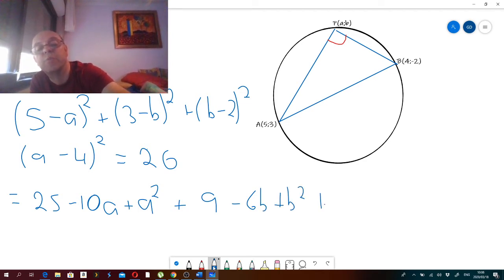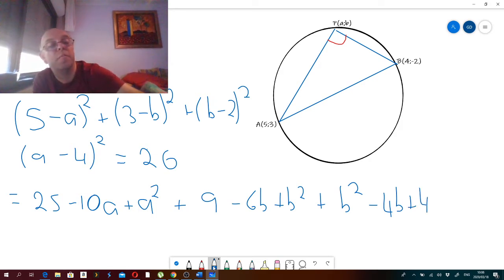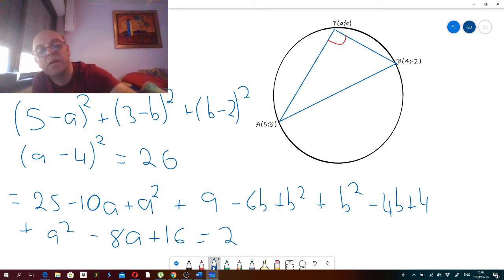Then for the next bracket we get plus b squared minus 4b plus 4. And lastly, we get plus a squared minus 8a plus 16. All of that is equal to 26. If we arrange all of that now, we can collect the a squared terms. We've got two of them, so we've got 2a squared.